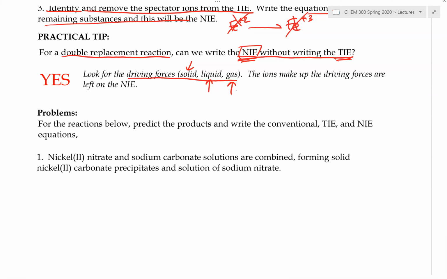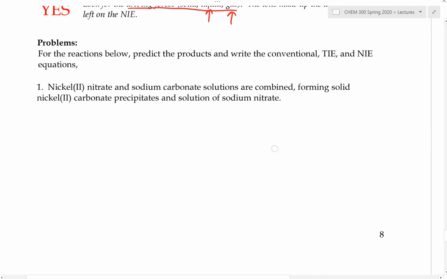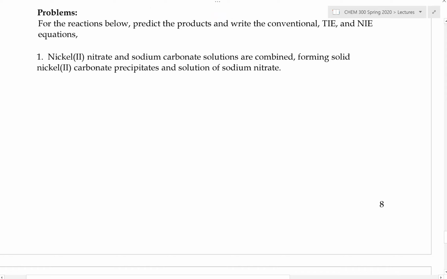So hopefully that will be a good trick right there to help us write the NIE quickly without the TIE. So let's try a few of the problems right here, writing TIE and NIE. So here is an example. Nickel 2 nitrate and sodium carbonate solutions are combined, forming solid nickel 2 carbonate precipitate and a solution of sodium nitrate.